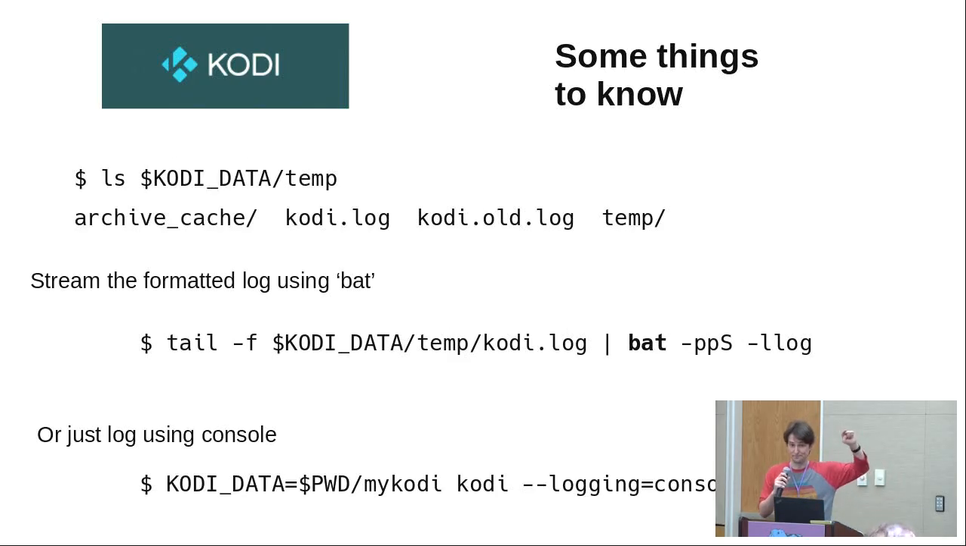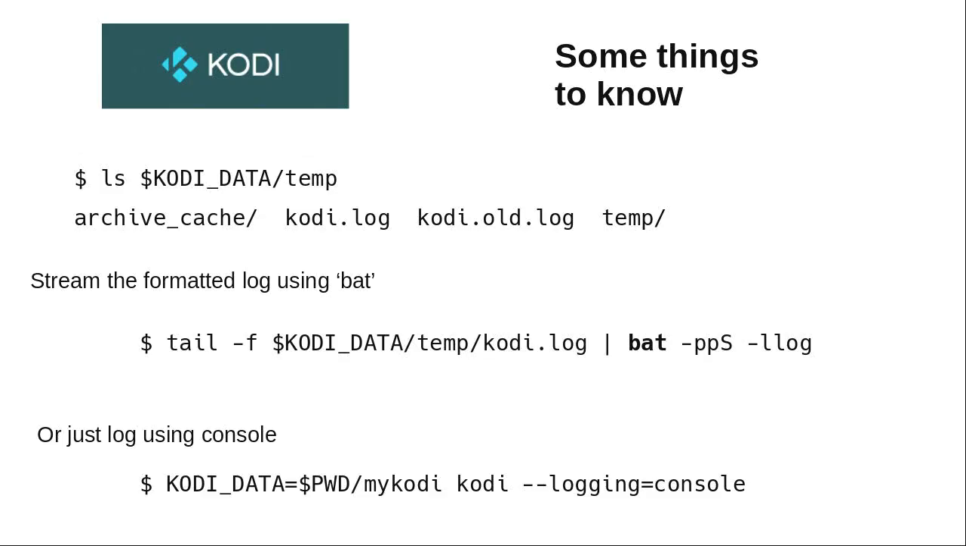So if you're doing development, print doesn't work. As far as I can tell, you don't get any access to standard out. But you do get a log function, and log will write to this log file. So I personally like to use tail -f and pipe it to bat in logging form, and that gives you a nice colorized trailing log. You could also just run Kodi with logging to console. That's all monochrome, but you know, that's fine too. So if you like the colors, go with bat.